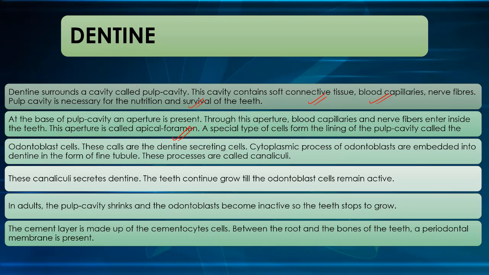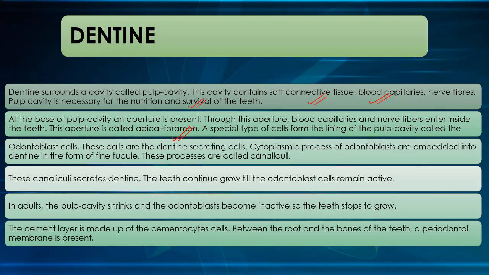Dentine surrounds a cavity called the pulp cavity. This cavity contains soft connective tissue, blood capillaries, and nerve fibers. The pulp cavity is necessary for nutrition and survival of teeth, as it provides the blood supply and nerve supply to the tooth. At the base of the pulp cavity, an aperture is present. Through this aperture, blood capillaries and nerve fibers enter inside the tooth. This aperture is called the apical foramen.